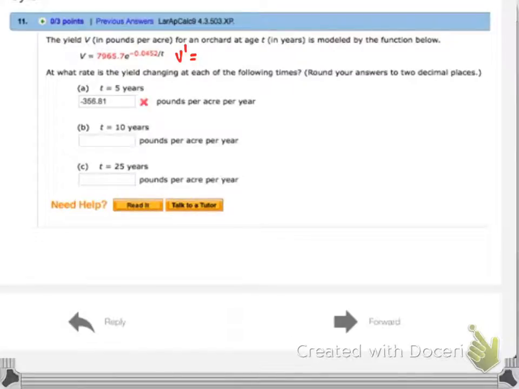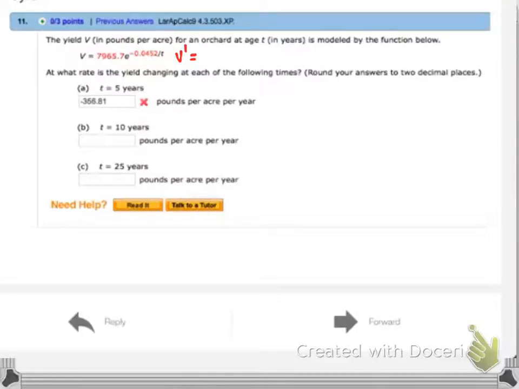Okay, number 11 is tricky, so here's a little bit of help to get you through that. The thing is, you're trying to find out, if you graph it, the rate when the yield is changing. It says the rate of change at each spot. So it's not asking about peaks or valleys or anything like that. It just wants the rate of change at various times. And that means first derivative, plug in these numbers.